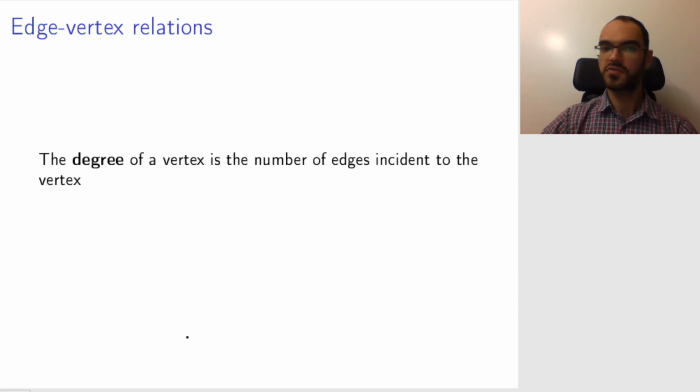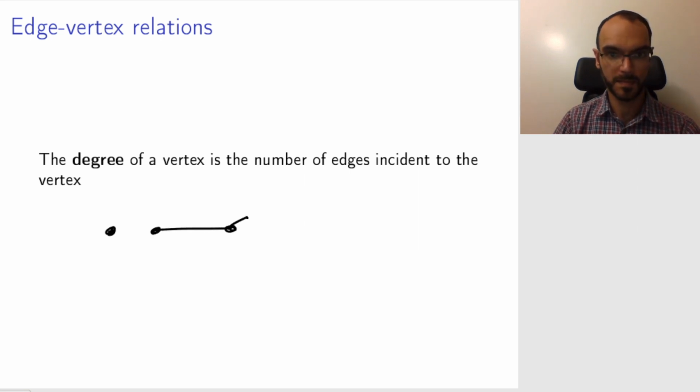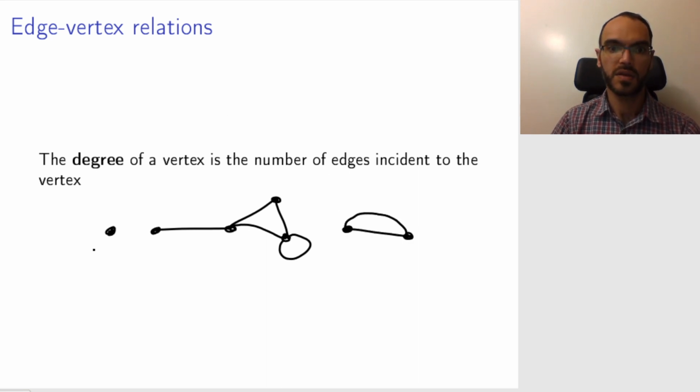Now comes the first numeric concept, that is the degree of a vertex. So the degree of a vertex is the number of edges that are incident to the vertex, meaning that connect to this vertex. So let's look at an example. Let's look at the following graph. Right. So what are the degrees of these vertices? You can pause the video and work this out for yourself.